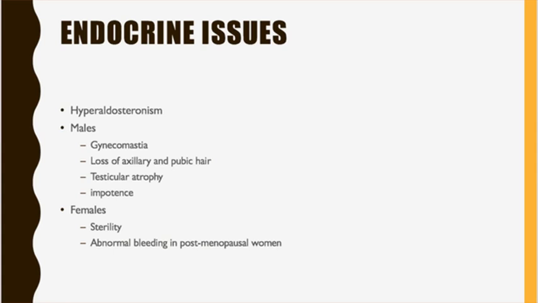Anyway, the endocrine issues you see because the liver, again, cannot metabolize the steroid hormones and other hormones that it's supposed to. So you'll see hyperaldosteronism. This is going to lead to even more sodium and water retention as well as potassium loss. And then in men, you might see gynecomastia, loss of axillary and pubic hair, testicular atrophy and impotence, and then in females, they might have trouble with sterility and abnormal bleeding in postmenopausal women.